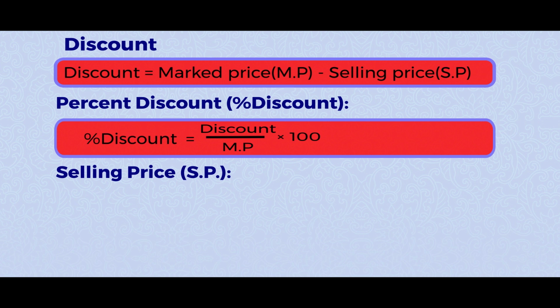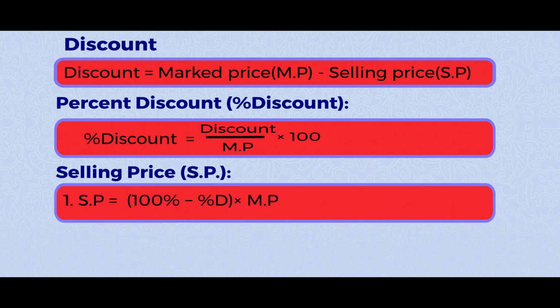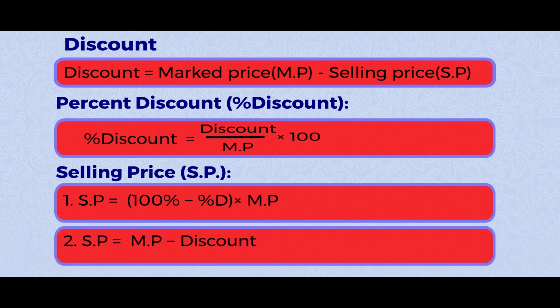So that is called the selling price, and there are two ways to find selling price. First formula is SP is equal to the whole 100% minus discount percent times the marked price. And the second formula is selling price is equal to marked price minus discount. This is a very simple one, and you should be able to use this formula. So by this formula and remembering the discount formulas, we will solve some problems.